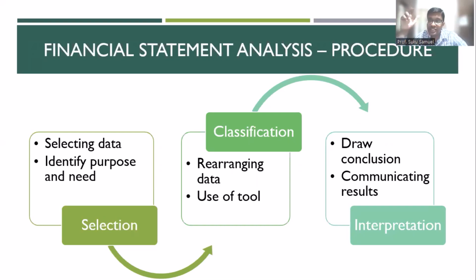Okay? There are again three steps that you will have to carry out. First is selection, classification, interpretation. So for you to carry out financial statement analysis in your organization, there are three steps that you will have to carry out. Step number one, selection. What happens over here? You have to identify what is your objective behind carrying out that financial statement analysis. I'll repeat that. In step one, you will have to figure out what is the objective behind that financial statement analysis.